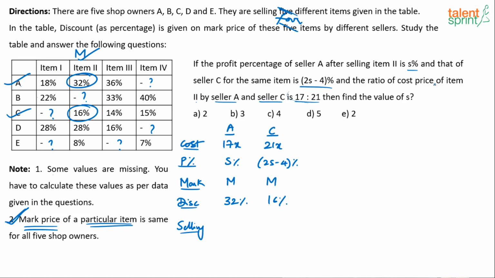What could be the value of S? Now, how do you do it? Selling price. We very well know that selling price can be obtained using cost price and profit, and can also be obtained using marked price and discount. Now, this again is basics of profit and loss.